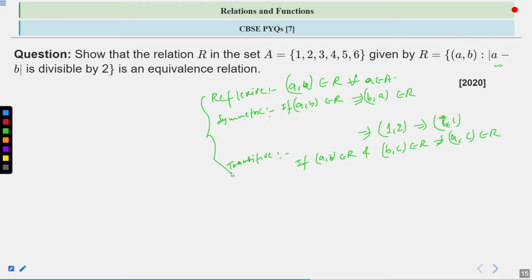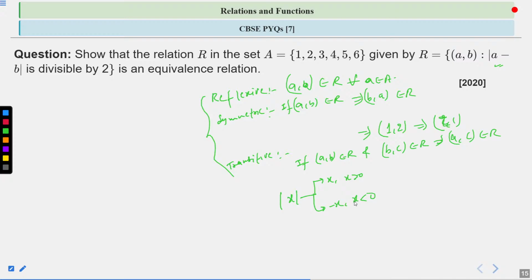Now the relation is defined as (a, b) such that the absolute value of a minus b is divisible by 2. What is the absolute value of something? Absolute value of x is basically x when x is greater than 0, and it is negative x when x is less than 0. Clear? That is, absolute value must always be positive, right?